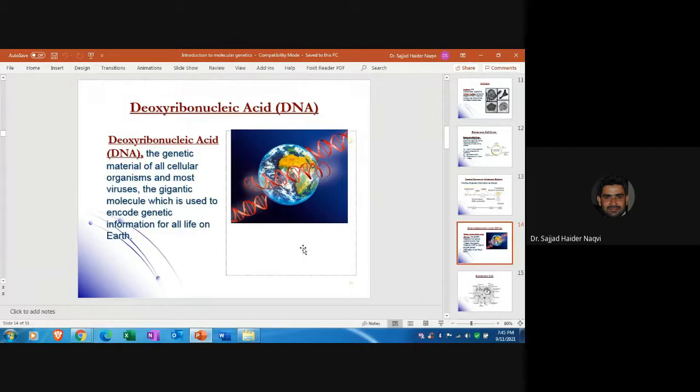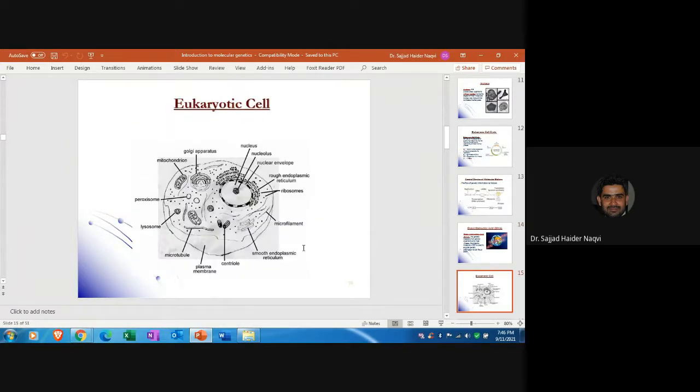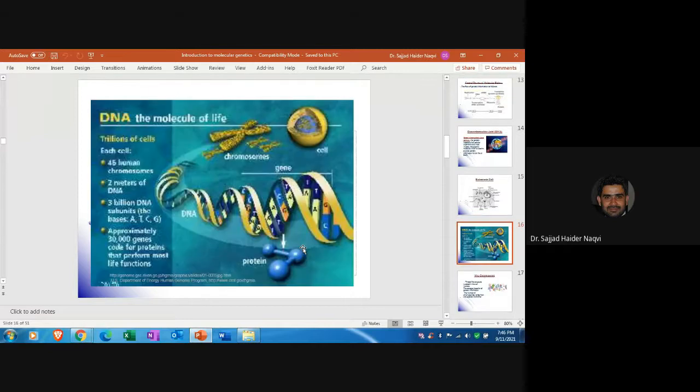In terms of its complexity, in terms of the storage and information it does have, and in real terms, it is a big molecule. It is something really significant. So this is the diagram of a eukaryotic cell, and I'm not going into the detail. You are already aware of these organelles and all these things.